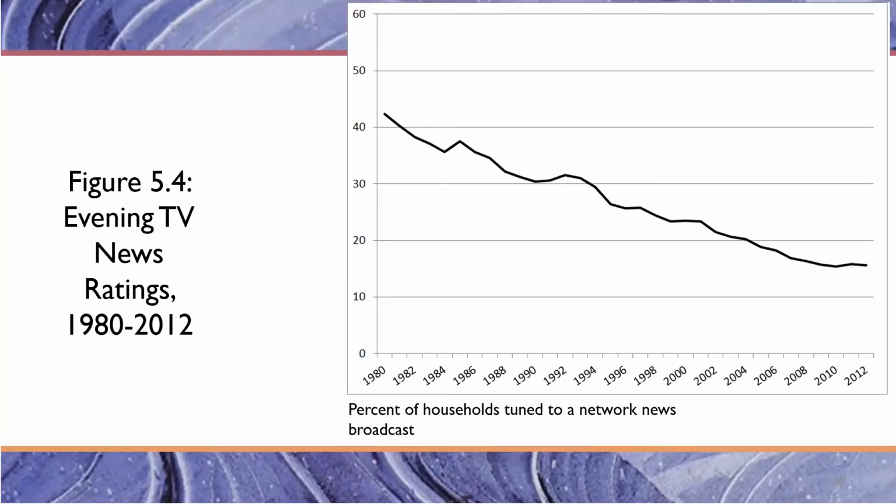TV network news ratings have been going down every year since 1980. And the audience now for the evening news on NBC, CBS, and ABC tends to skew older. It tends to skew much older than it used to. And what this trend means is that there really isn't a shared body of news. In other words, it used to be that three television networks pretty much covered the same news every day.